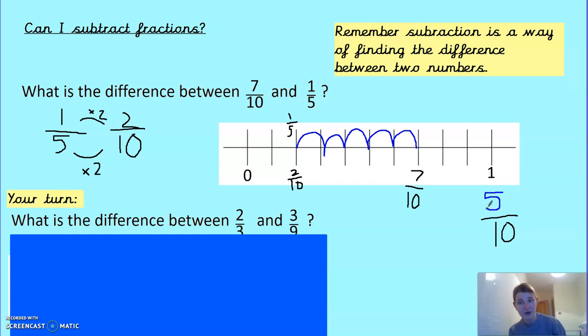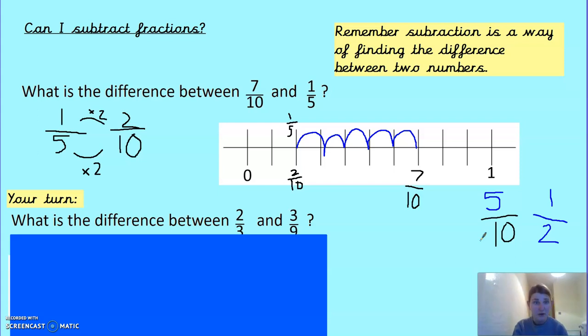I could also simplify that, couldn't I? So the difference is either 5/10, or if I wanted to simplify, both 5 and 10 are in the 5 times table. So if I divided those by 5, 5 divided by 5 is 1. 10 divided by 5 is 2. So the difference between 7/10 and 1/5 is 5/10 or 1/2.